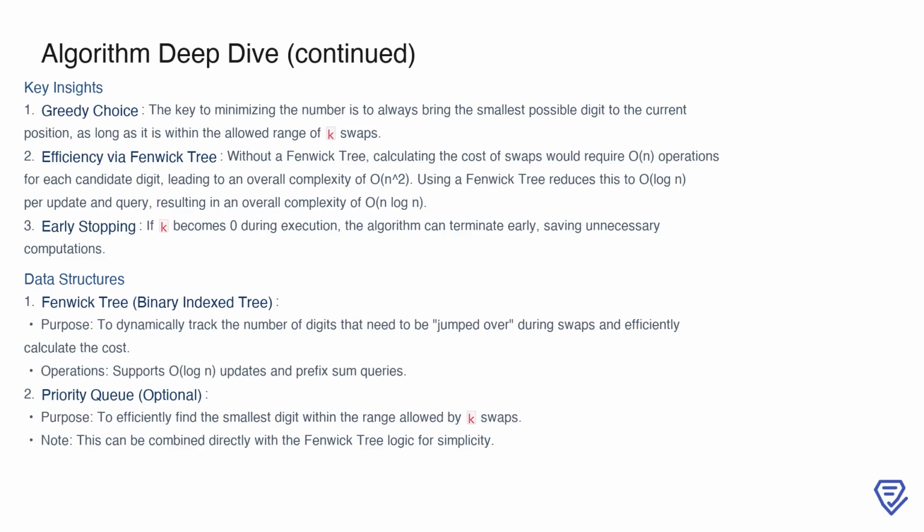Additionally, we can terminate the algorithm early if k reaches 0, saving unnecessary computations. The Fenwick tree dynamically tracks the number of digits that need to be jumped over during swaps, while a priority queue can optionally be used to efficiently retrieve the smallest digit within the allowed range. Together, these components enable an optimal and scalable solution.